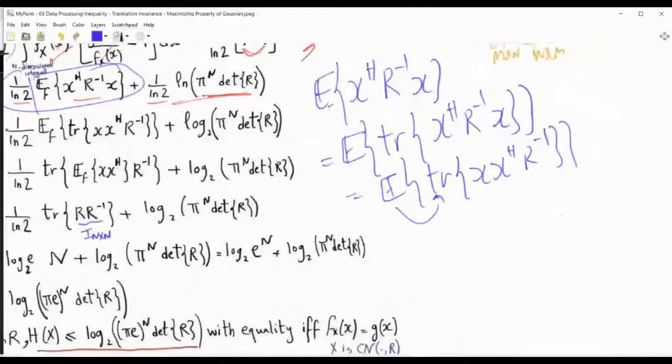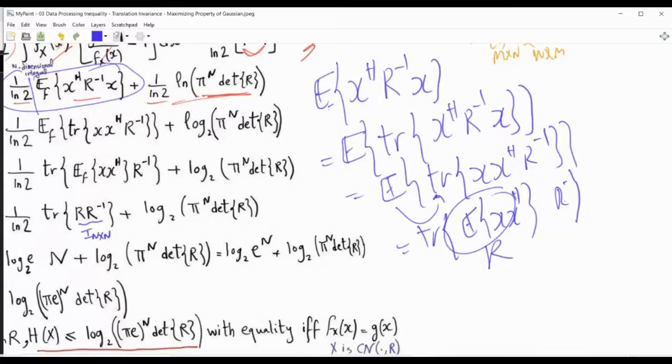So this is equal to the trace of expectation of x x Hermitian times R inverse, and this expectation is R by design. We design things to be R. Then R multiplied by R inverse gives you the identity, which is n by n, and so this trace is equal to n. So this is very nice.